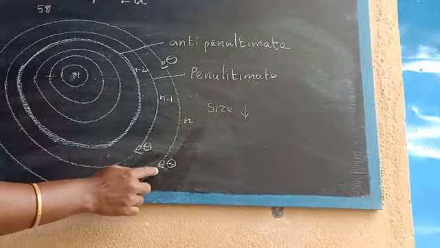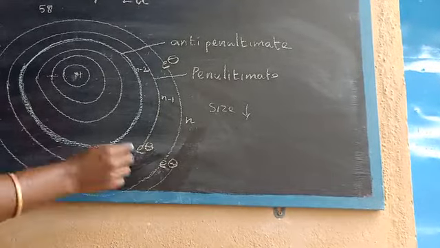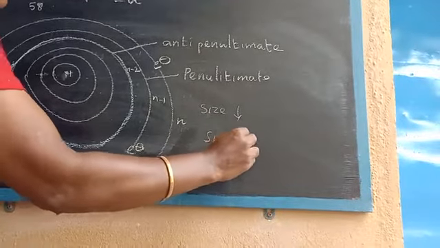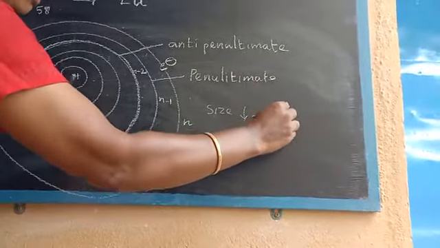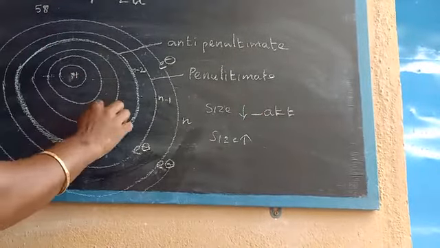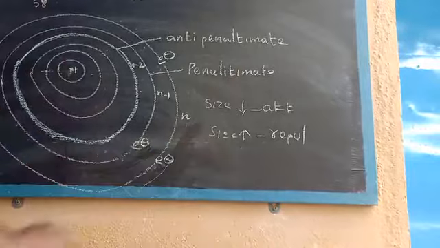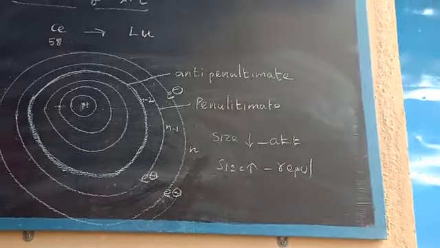So due to repulsion, the size increases. Due to attraction, the size decreases. Due to repulsion, the size increases. Are you clear, children? Okay.